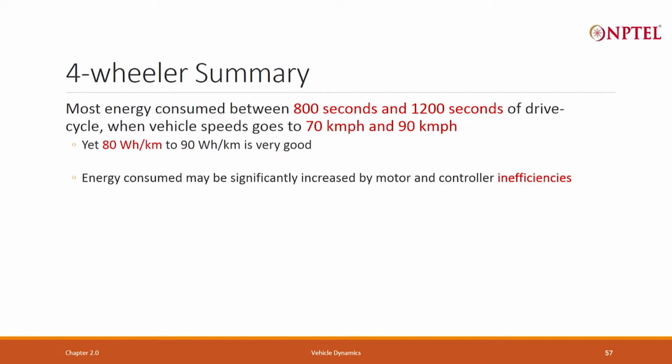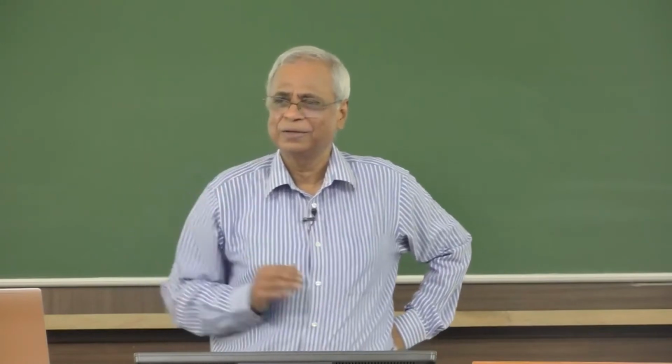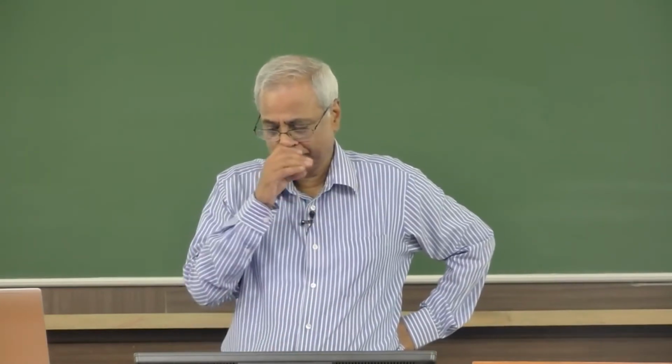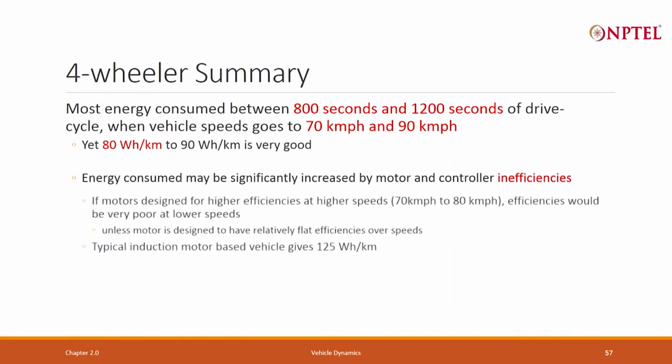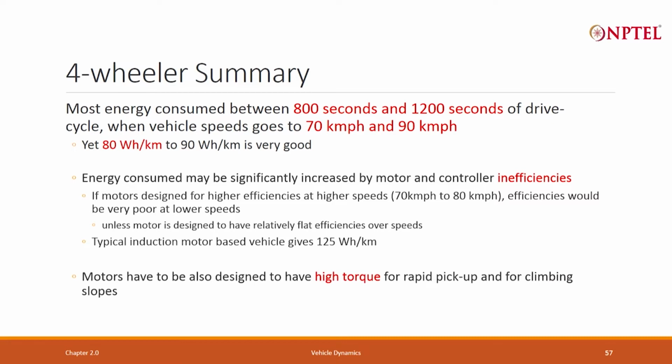Even 80 to 90 watt-hour per kilometer, even with an inefficiency, if I can get 100 watt-hour per kilometer, it is actually good. As I point out, motor inefficiencies we have to take into account. As I pointed out, if motors are designed for higher efficiency at higher speeds, it may not have a good efficiency at lower speed, and it will hurt you a lot. That is what actually is happening, and a typical induction motor based vehicle is giving you 125 watt-hour per kilometer because of that. So, how important it is for you to design a good vehicle.